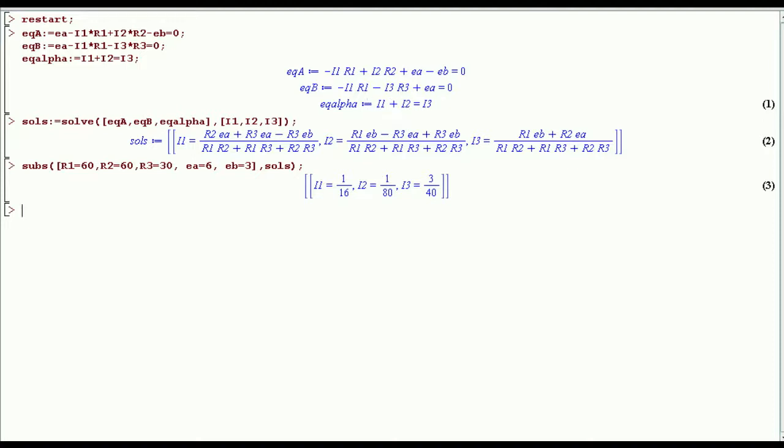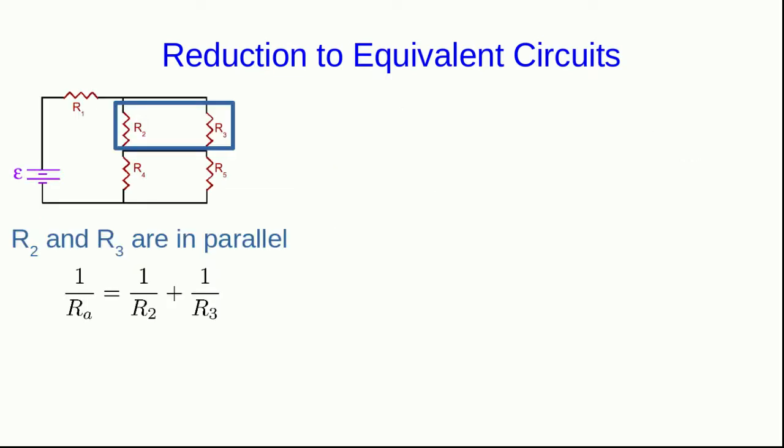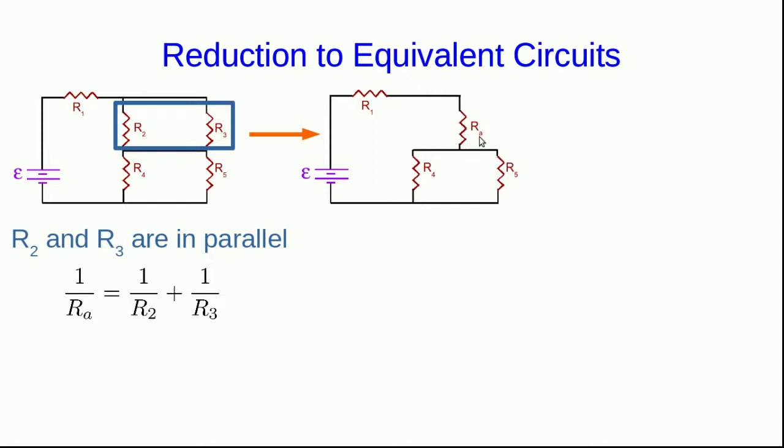We learned earlier in the course how to take circuits and reduce them to equivalent circuits, and we can often use equivalent resistances to reduce a circuit to a simpler one, but we can't always. In this case, though, we can, and so let's see how we would do that. We might start by noting that R2 and R3 are in parallel, and the law for equivalent resistances in parallel tells us that we can reduce them to a single resistance Ra using this rule.